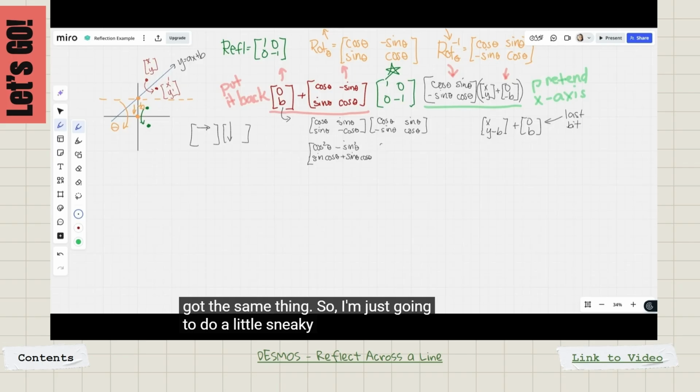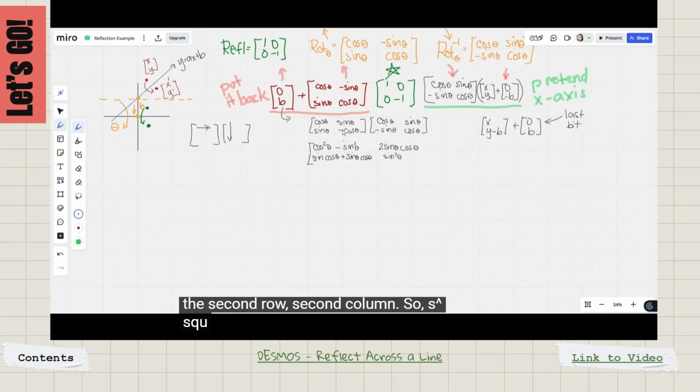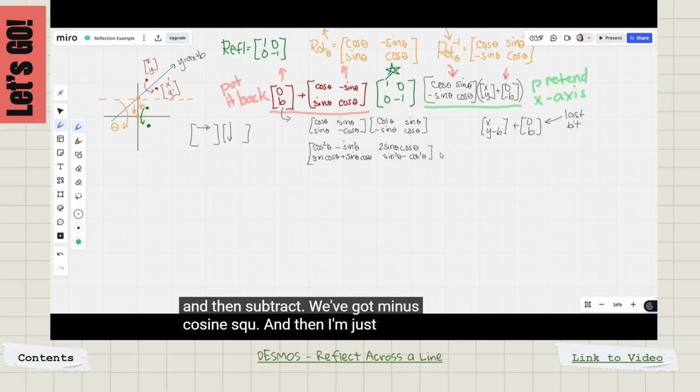So I'm just going to do a little sneaky simplifying in here. So that's 2 sine cosine. And then the second row, second column, so sine squared, and then subtract. We've got minus cosine squared. And then I'm just going to copy this down just to keep it clean. Right, plus 0b. If you've been paying attention, we've got all this theta, but I've got y's and b's and x's. So what we want to do is get it in terms of a.